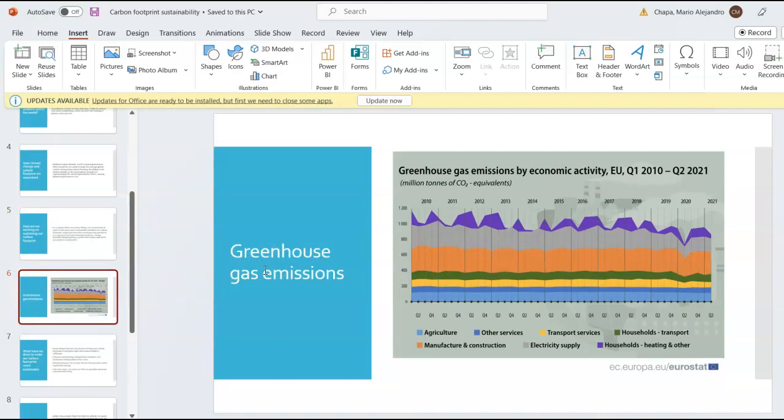Greenhouse gas emissions. So right here, this is a chart of the greenhouse gas emissions from 2010 to 2021. And on this chart, you can see all the different greenhouse gas emissions created from agriculture, manufacturing, construction, electricity supply, transport services, households, heating, and others.